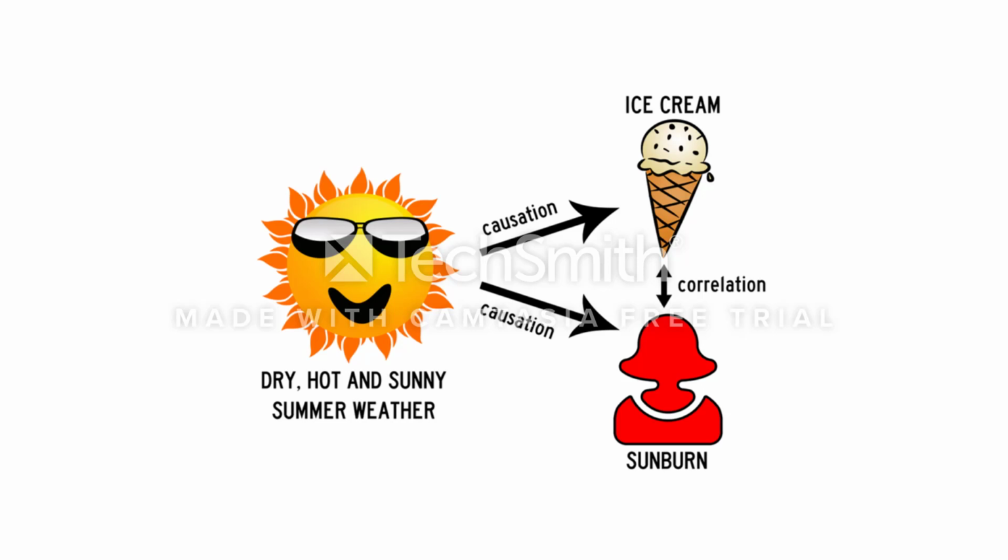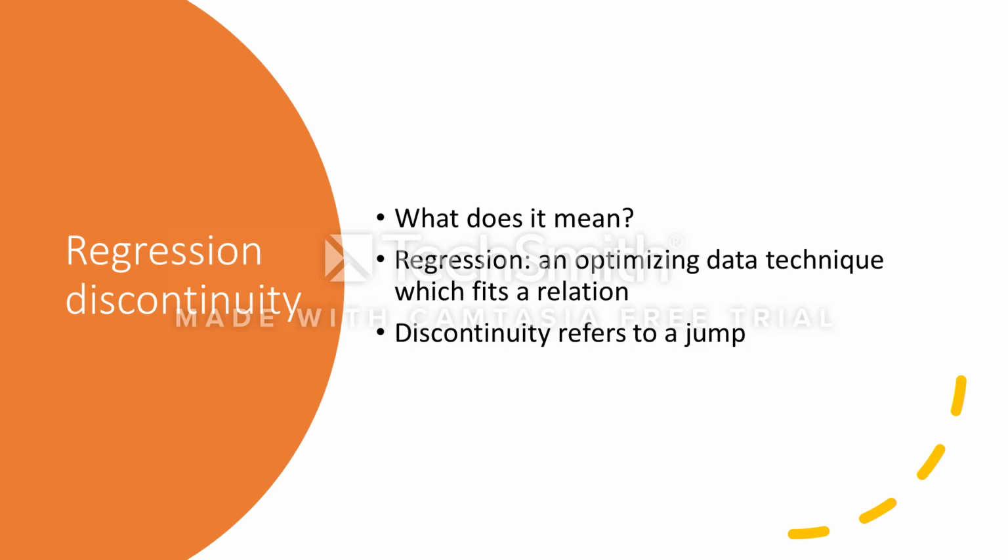How do we know what is causal and correlational? This is where regression discontinuity comes in. What exactly does it mean? Regression on its own is a kind of data optimization technique which fits a relation between two variables, possibly taking other variables into account. It tries to fit a line which best predicts the income based on a score level. The discontinuity part refers to a jump in the data. Discontinuity, something stops being continuous.